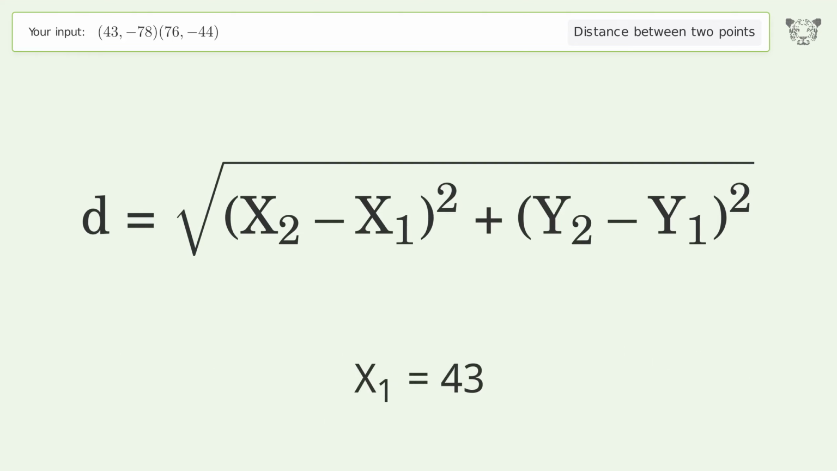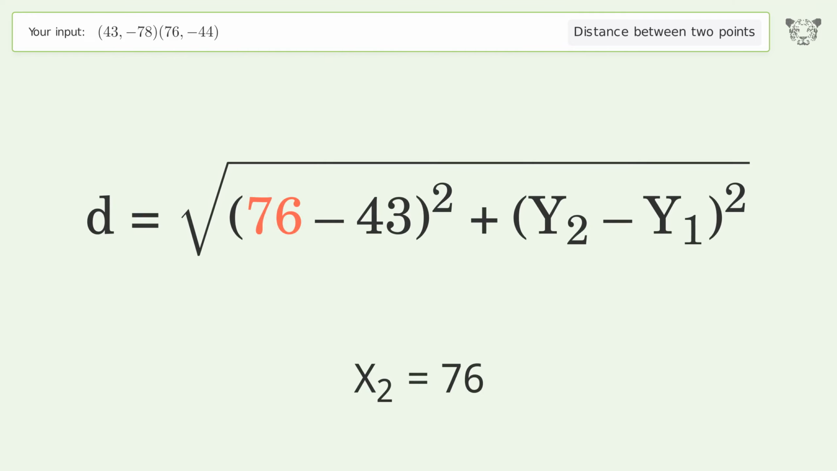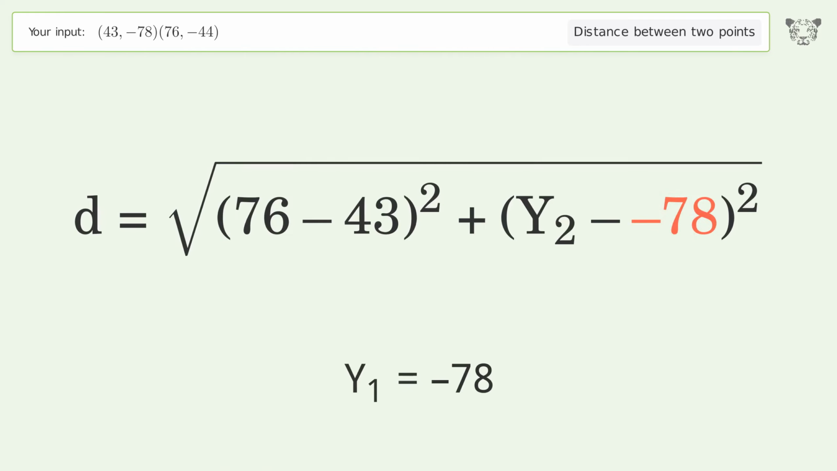x1 equals 43. x2 equals 76. y1 equals negative 78. y2 equals negative 44.